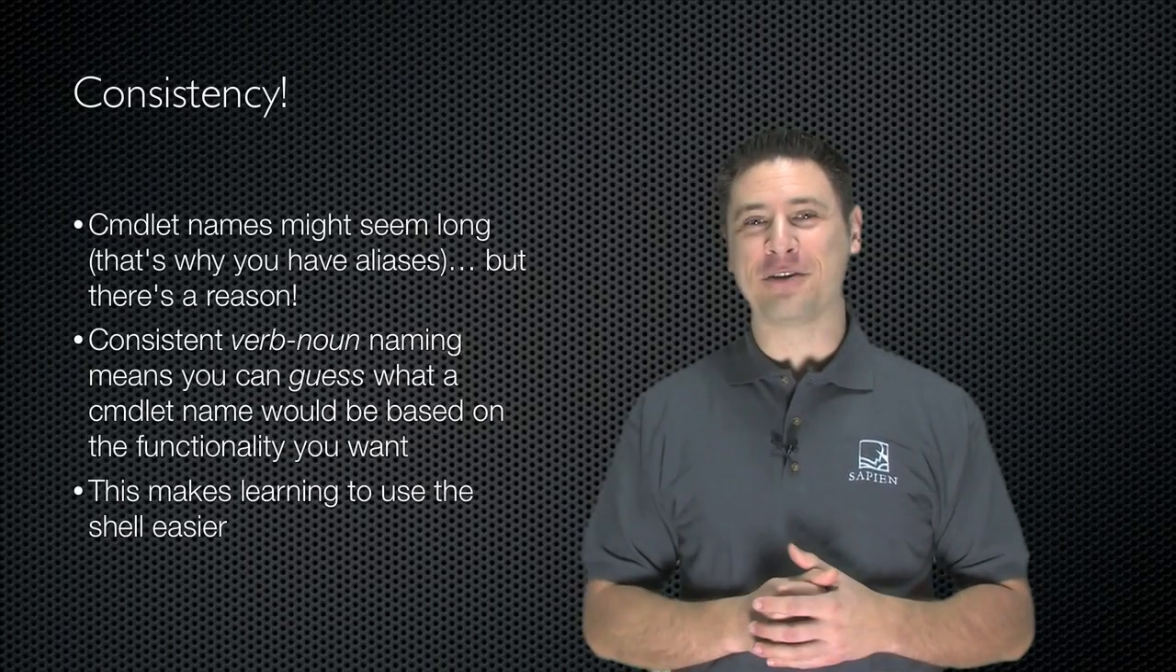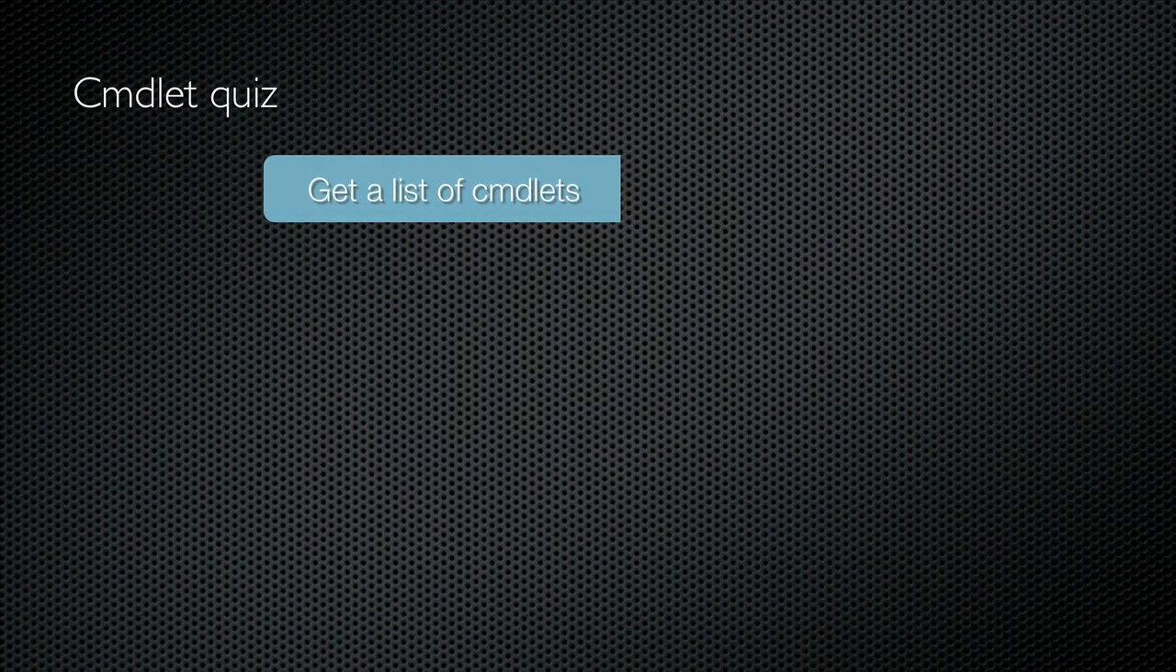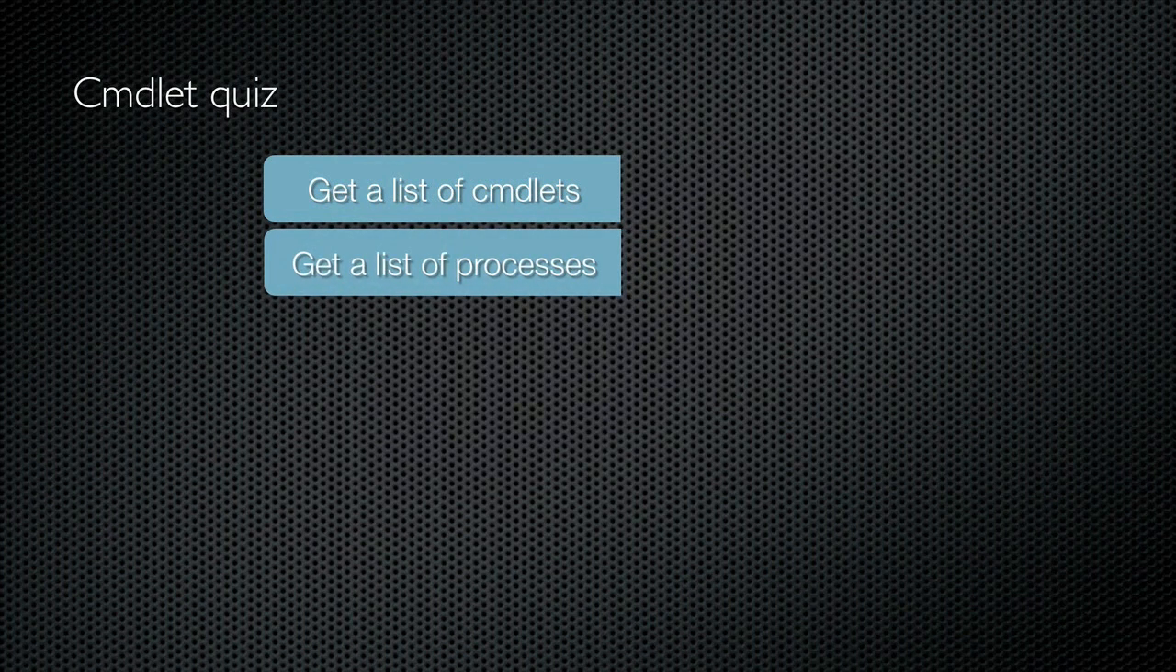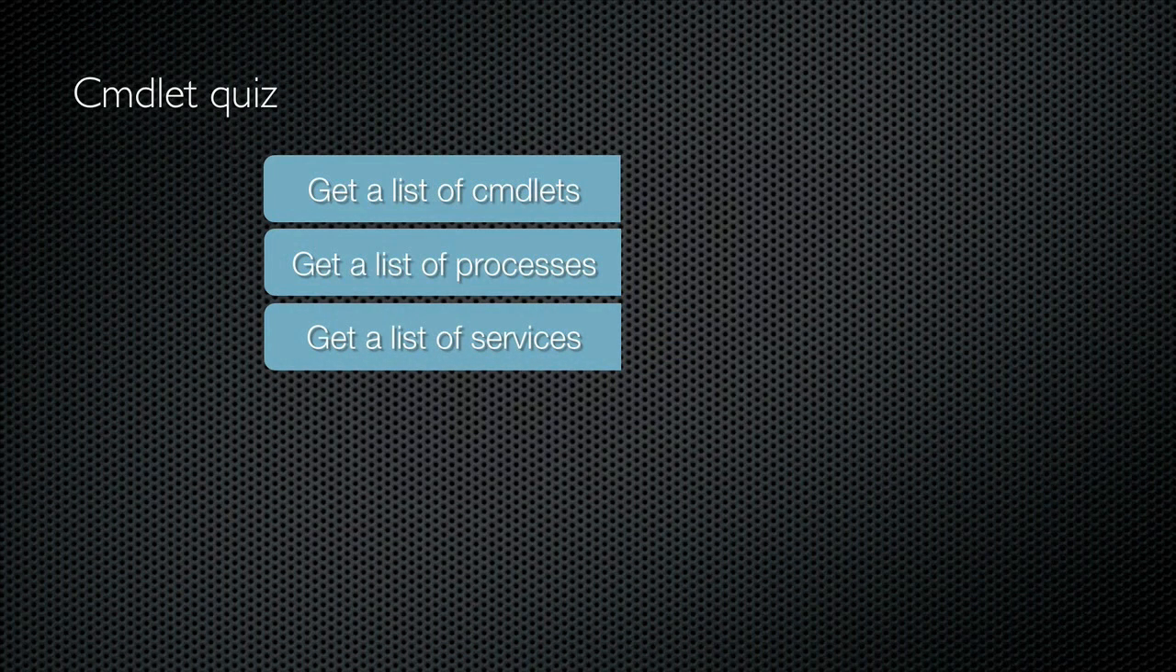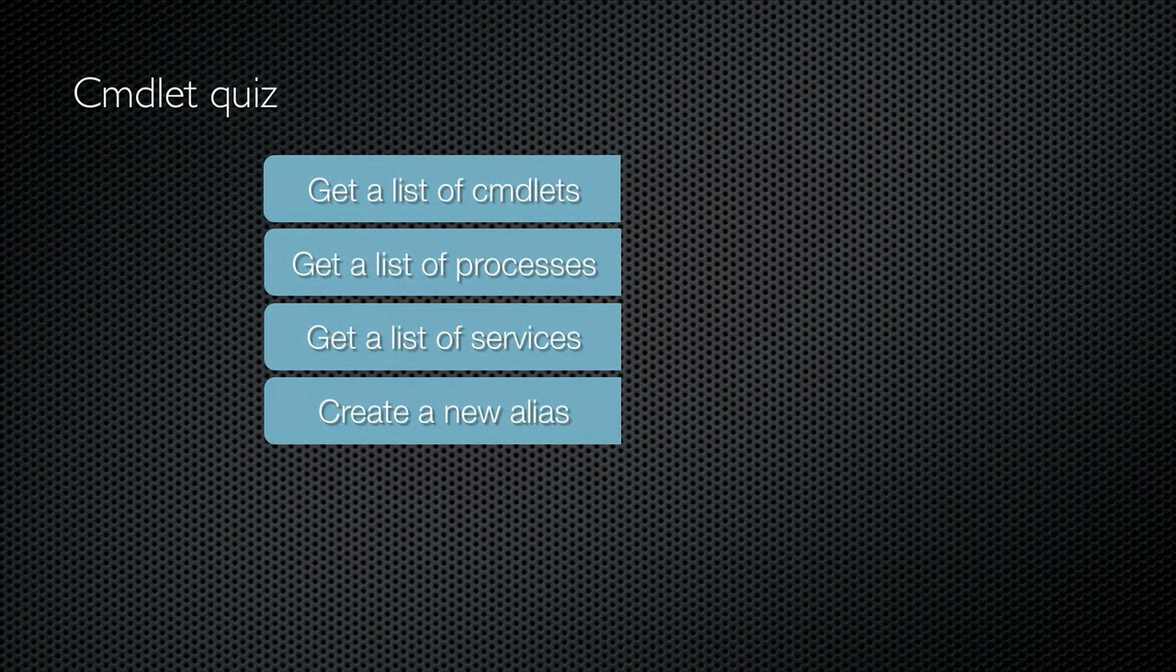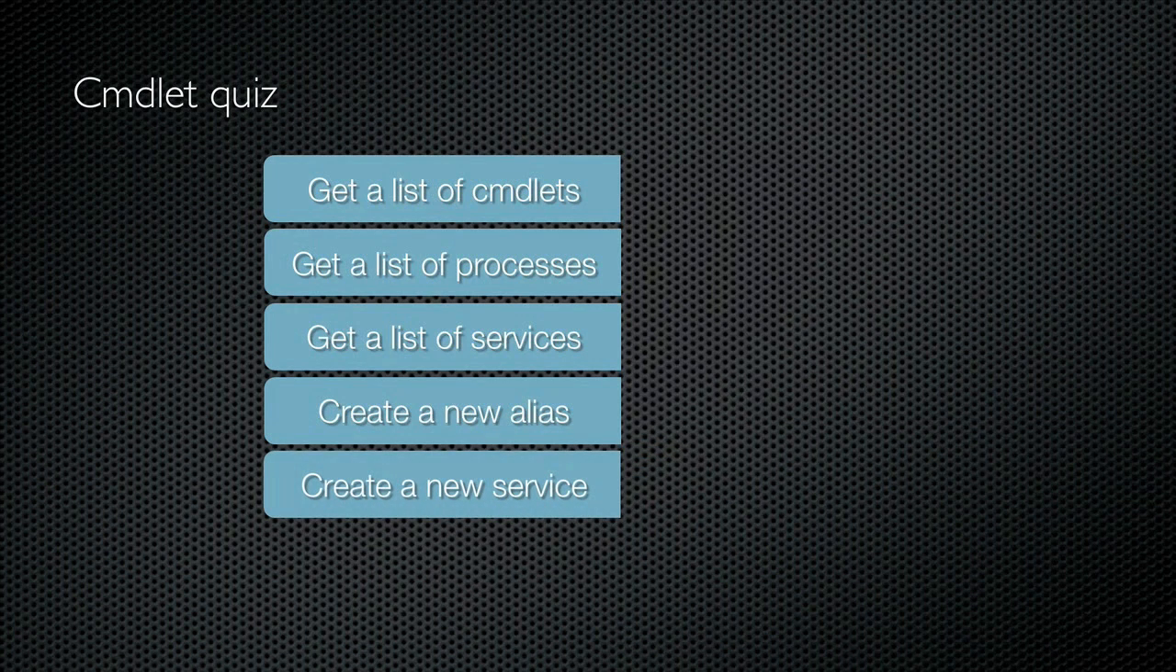So let's play a little game with a cmdlet quiz. Okay, here's your quiz. What command, not alias, but the full cmdlet name, would you use to get a list of cmdlets that were available in the shell? What command would you use to get a list of running processes? What command will generate a list of services installed on your system? What command would you use to create a new alias? And finally, what command would you use to create a new service? Pause the video for a moment if you want while you find the answers.